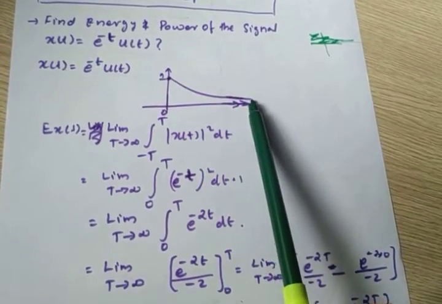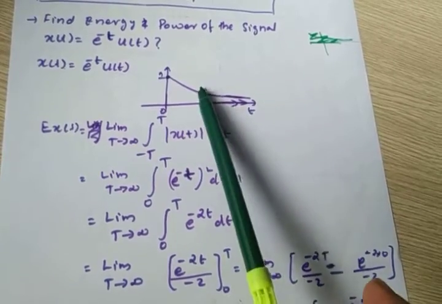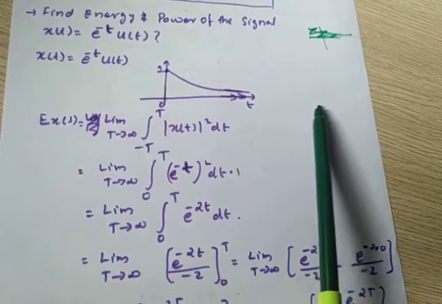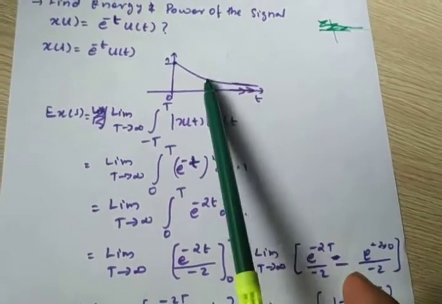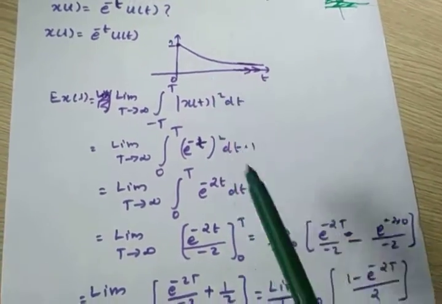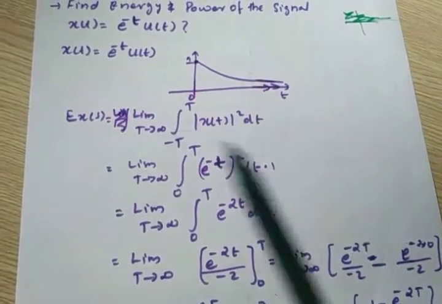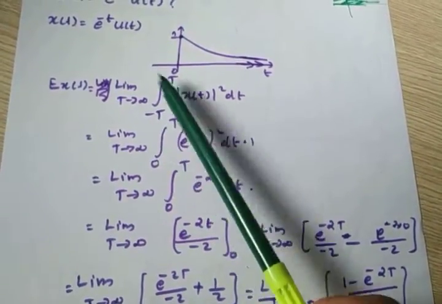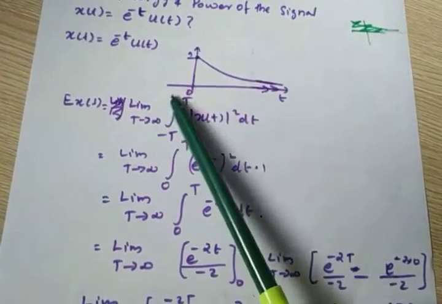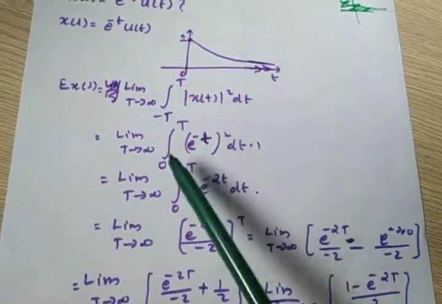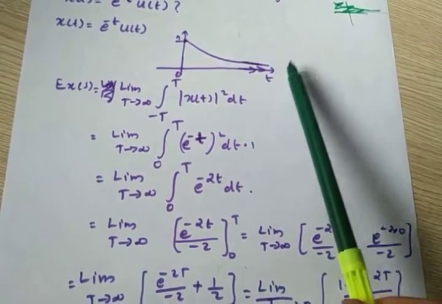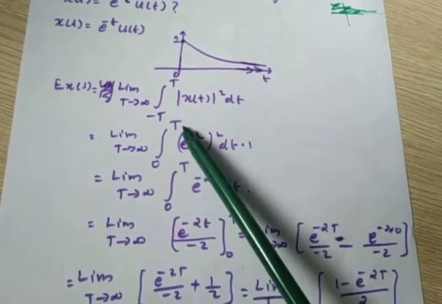See, as time increases, this signal's amplitude goes on decreasing, and as t tends to infinity, the amplitude is going to meet the 0 value. That is the inference of this signal. So as T tends to infinity, the range is from minus T to T, but I know this range is from 0 to T, because the signal is from 0 to infinity. I am taking a finite value T, so 0 to T.